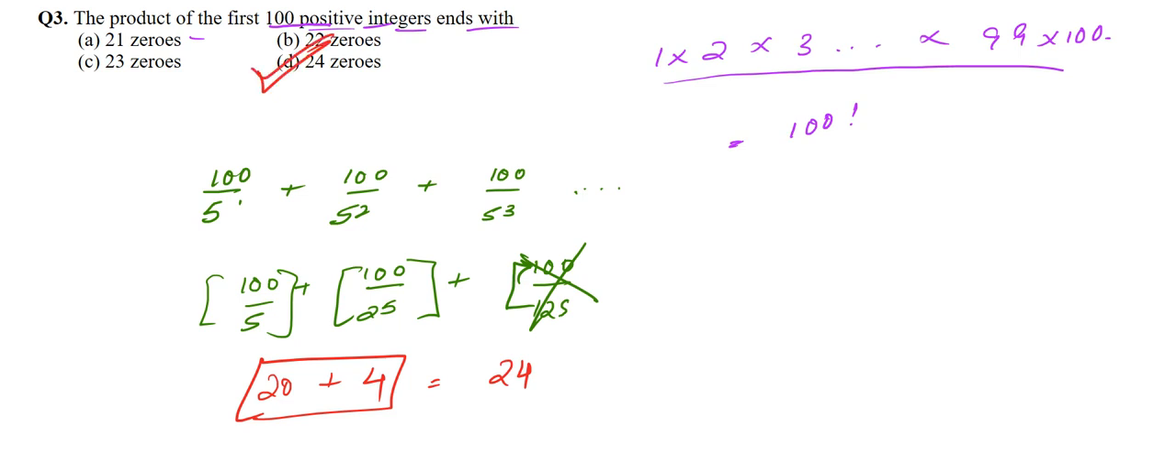So this is a very easy method of counting the total number of zeros at the end of any number. Here we had 100 factorial, in the previous question we had 1000 factorial, but we did it very easily.